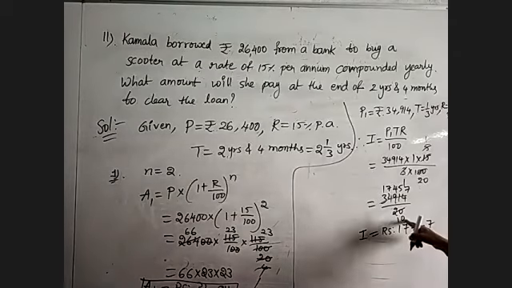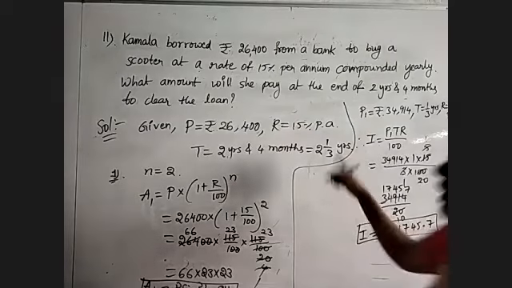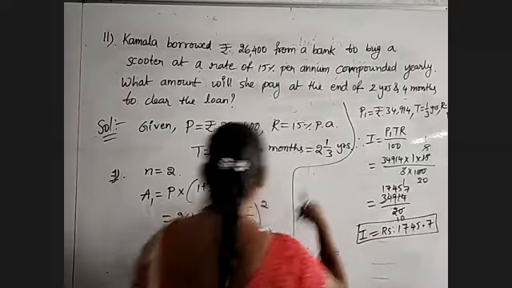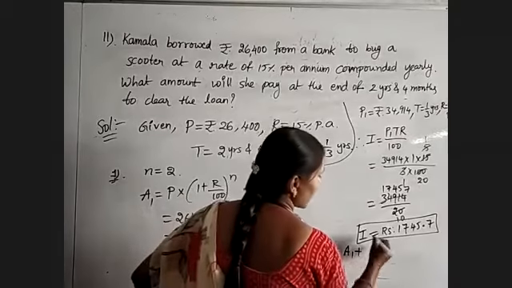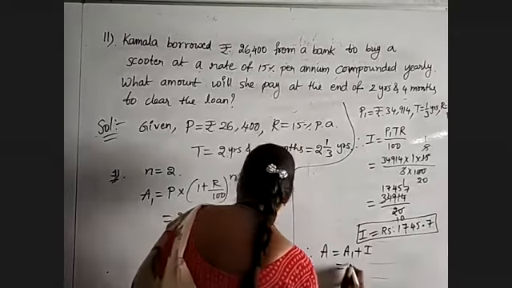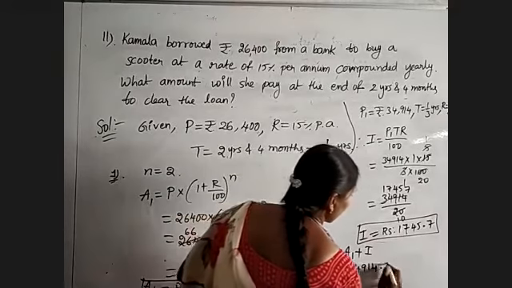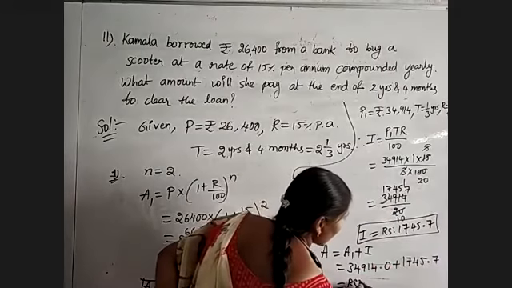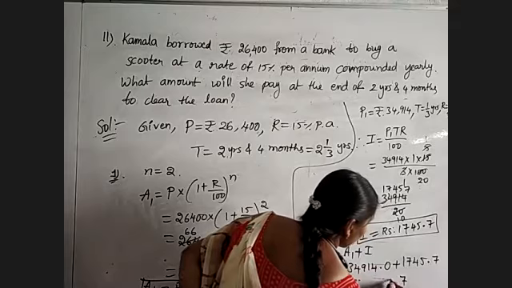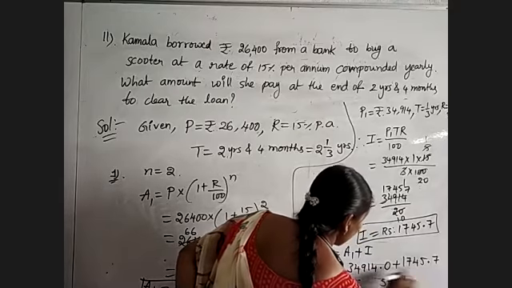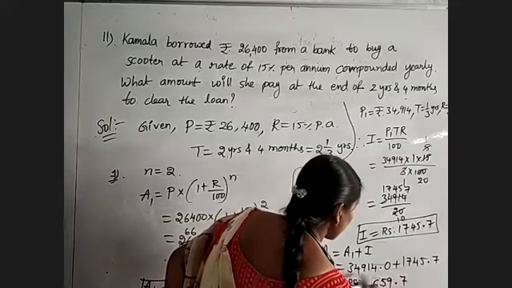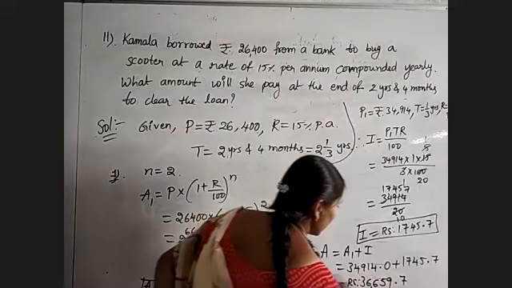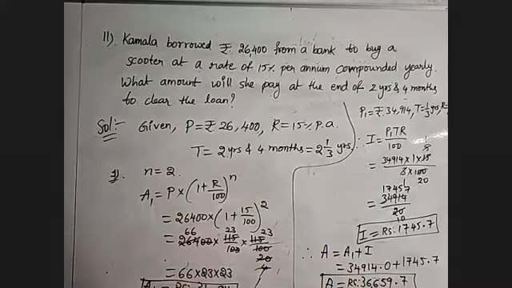1,745.7, because by 10 we have. So the complete amount you need to pay, that is the final amount, is equal to the starting amount A1 plus interest. So 34,914.0 plus 1,745.7. Then I will get the final amount as 36,659.7 rupees she needs to pay to clear her loan.